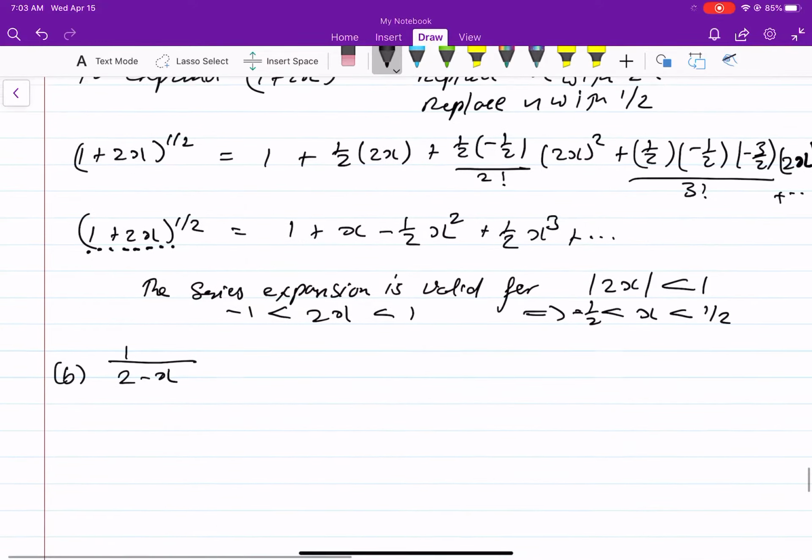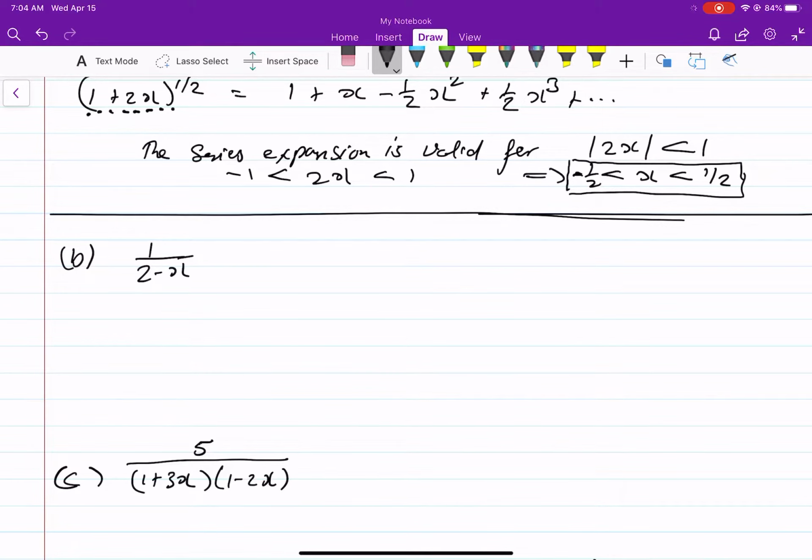Good. 1 upon 2 minus x is the next one. Let me move it down slightly. Okay. 1 upon 2 minus x is the next one. How do I get a binomial series expansion for that? Well, I can throw the 2 minus x to the top, but I prefer to factor the 2 while it's in the denominator first. So this will be 1 upon 2 into 1 minus x upon 2, like that. I think that's right. Yeah, that's right.